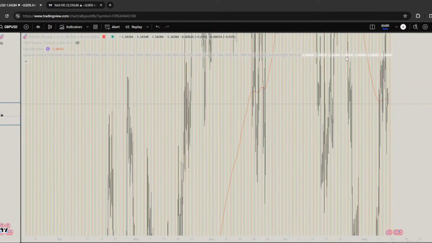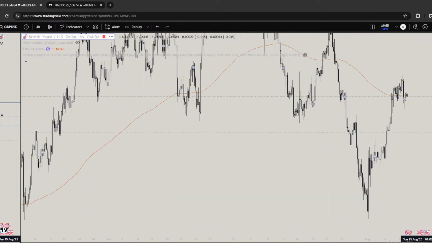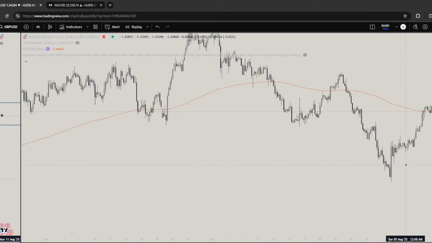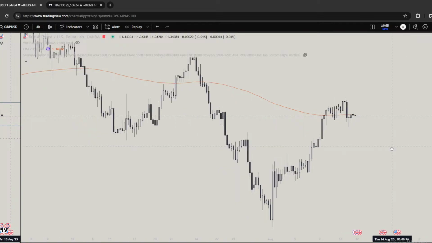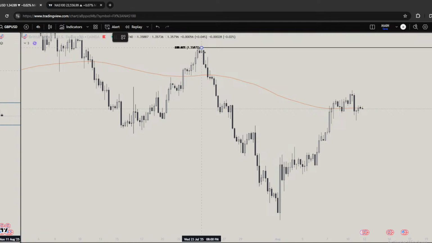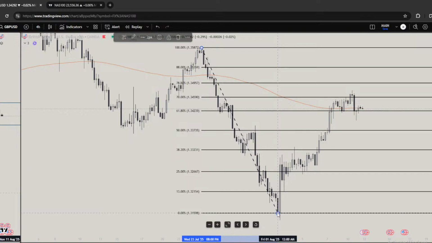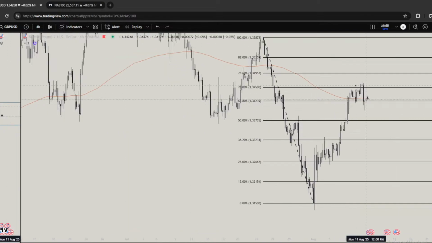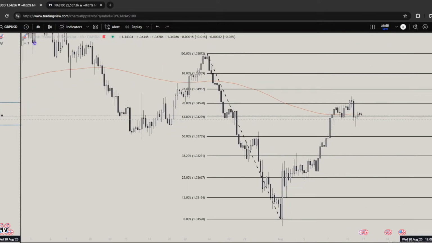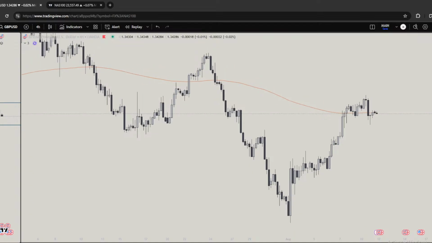Let me go to our higher time frame and run our fib. Yeah, on the higher time frame we're still below that 200. Nice rejection up here. I like that displacement, I like the bearish engulfing, but we still kind of just teeter-totter in this range right here.